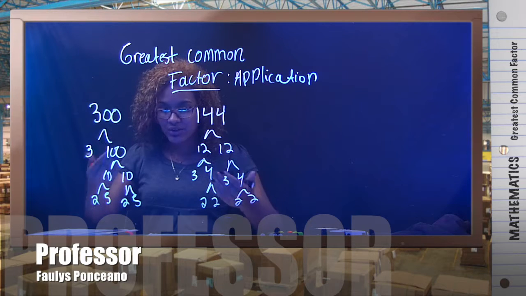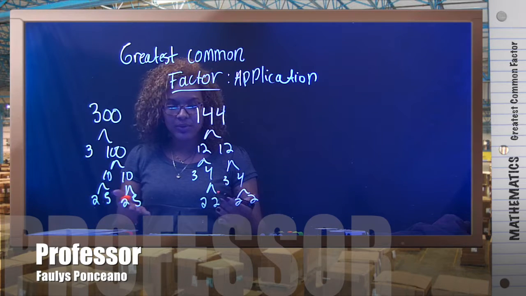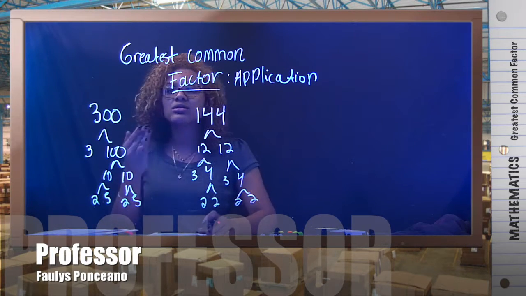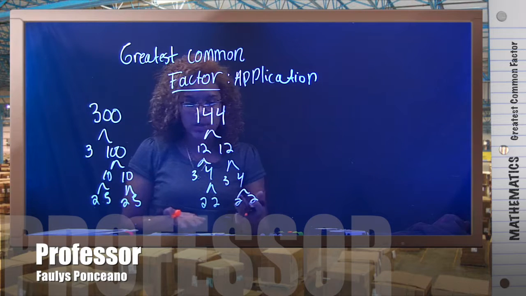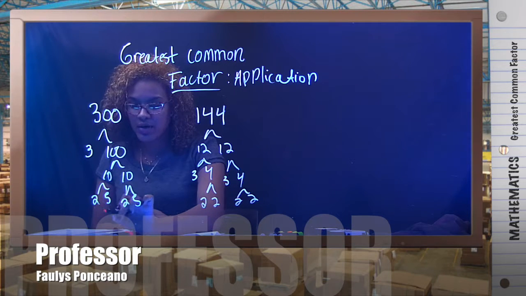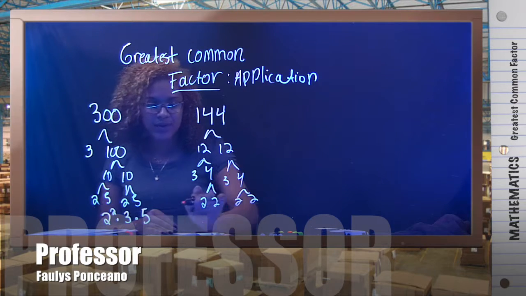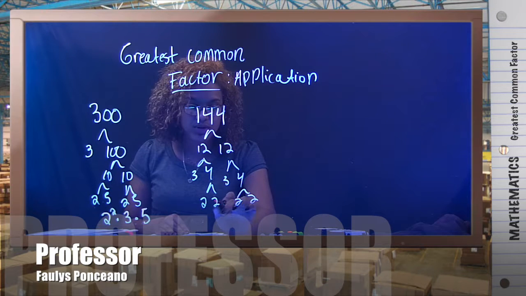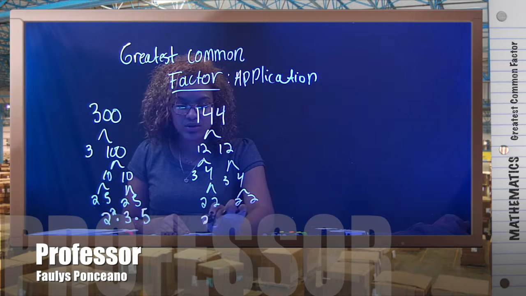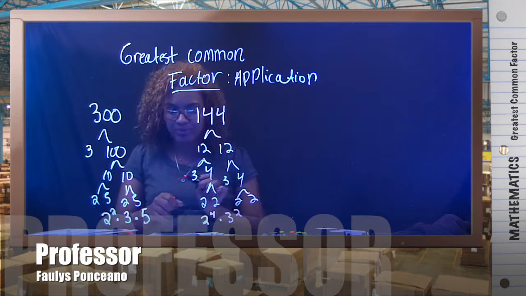We need to rewrite it in exponential form so it's easier for us to determine what they have in common. So for this, you have 2 to the second power times 3 times 5. On this side, you have 2 to the 4th power times 3 to the second power.